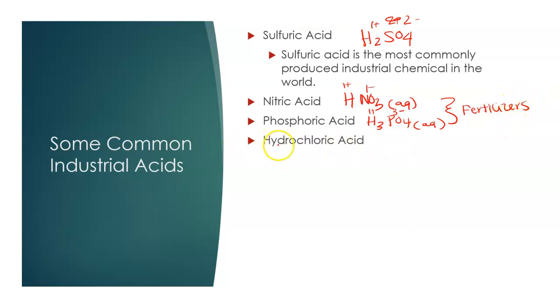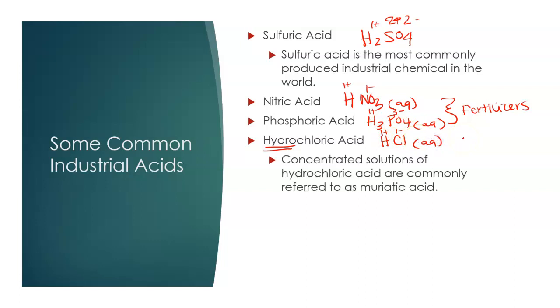Hydrochloric acid, we see the hydro prefix, which lets us know it's hydrogen plus the chlorine, a 1+ and a 1- charge. You're not going to cross anything, and that's aqueous. We've worked with hydrochloric acid before. Concentrated solutions of hydrochloric acid are commonly referred to as muriatic acid. Muriatic acid is used for many things, sometimes used in your pool.